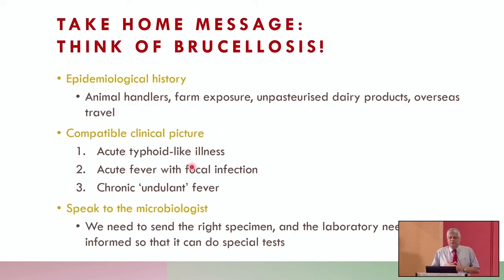So my take-home message for you is basically: remember the epidemiological history, animal handlers, farm exposure, unpasteurized dairy product consumption, overseas travel. Remember the comparable clinical pictures: the acute febrile illness, which is like typhoid, the acute fever with focal infection, and the chronic undulant fever. And remember to speak to the microbiologist, because we have to send the right specimen at the right time, and they have to be aware that we are suspecting it so that they can do the right test for them. Thank you.